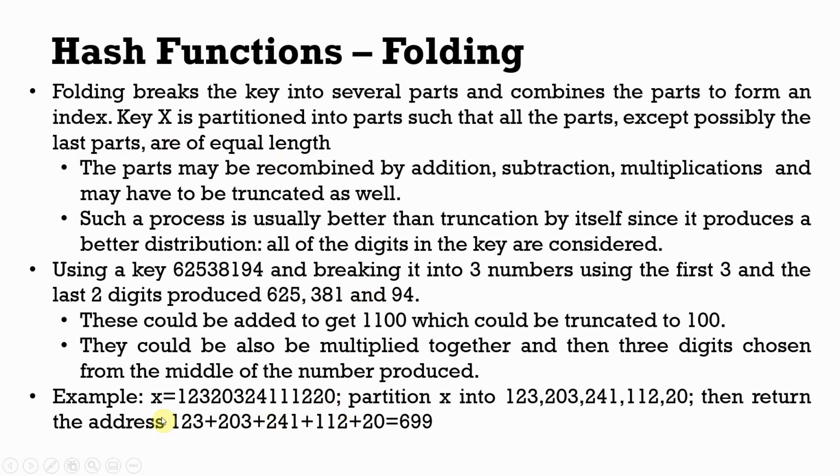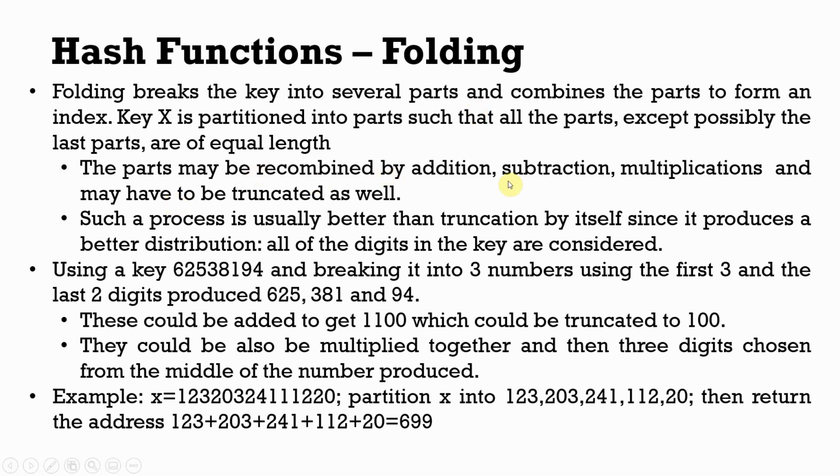Here, let's say we have a huge number as a key. One folding hash function might be partitioning this into 3-digit parts. So 123 would be one number, 203 another one, 241, 112, and then the last one, 20. So we are partitioning the key into smaller parts, and then we add them to find the location that we want. This is one hash function. It's called folding.